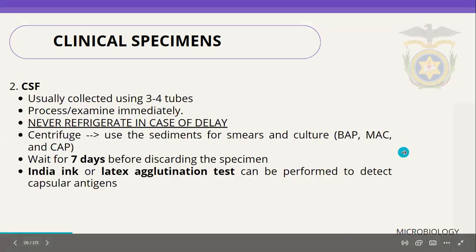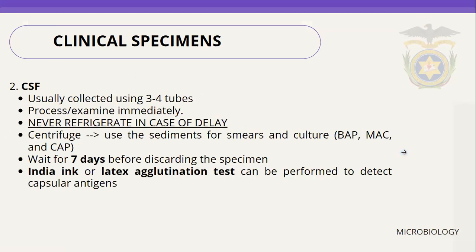Okay, so the next one we have the CSF, and CSF is usually collected using 3 to 4 tubes. Tube number 2 is for microbiology, and it is subjected to Gram stain and culture. And if with a fourth tube, use the fourth tube for better exclusion of skin contaminants. They are examined immediately or held either at incubator or at room temperature for no longer than 1 hour, and always remember to never refrigerate in case of delay.